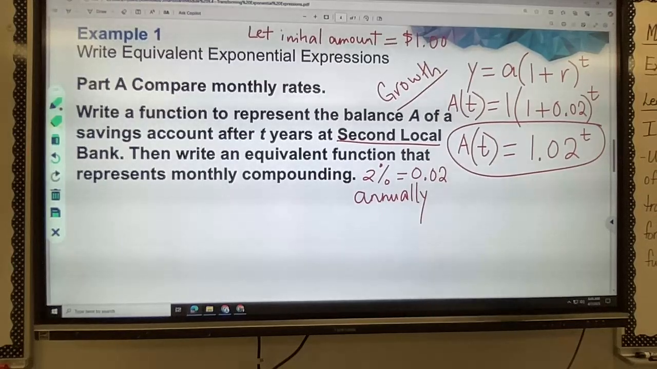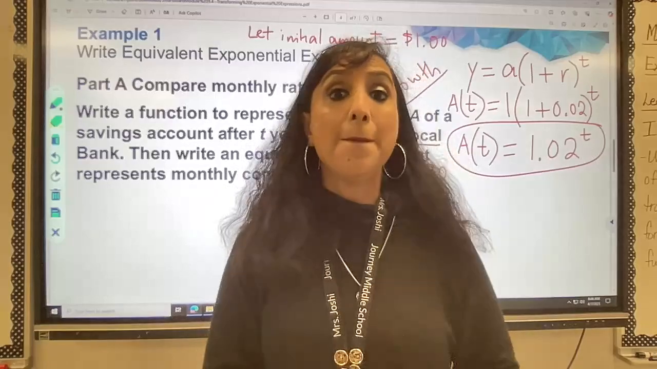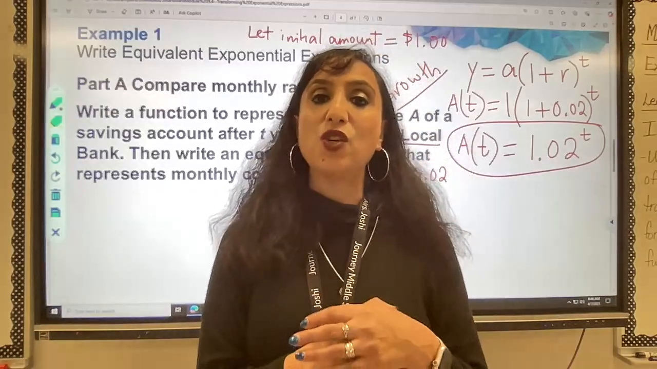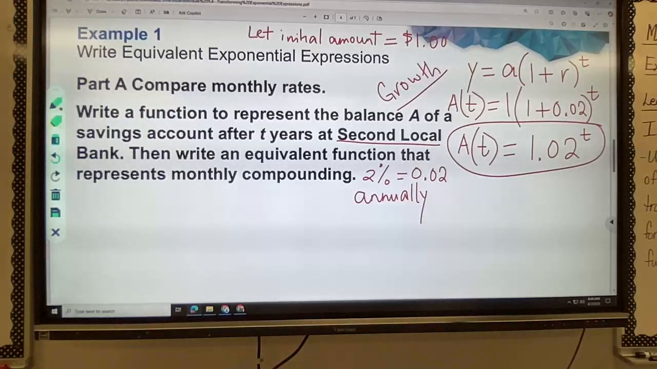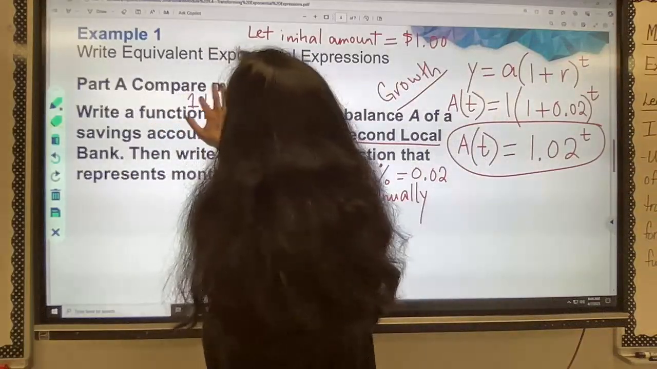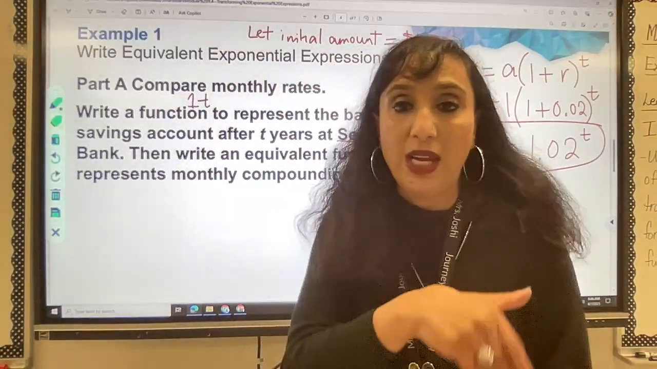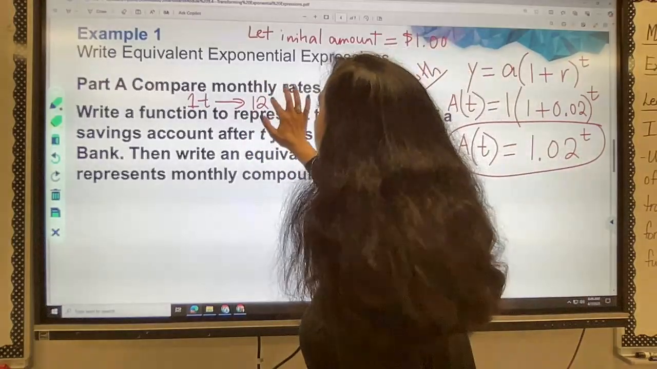Now the next thing we are going to see: this is done annually, but to write a function, we have to make both of them the same compounding. The other bank was done monthly, so that means the compounding is going to be 12 times in the year. Over here, it is 1t because it is compounded annually, but I have to change this for my monthly compounding. I have to change this to 12t.